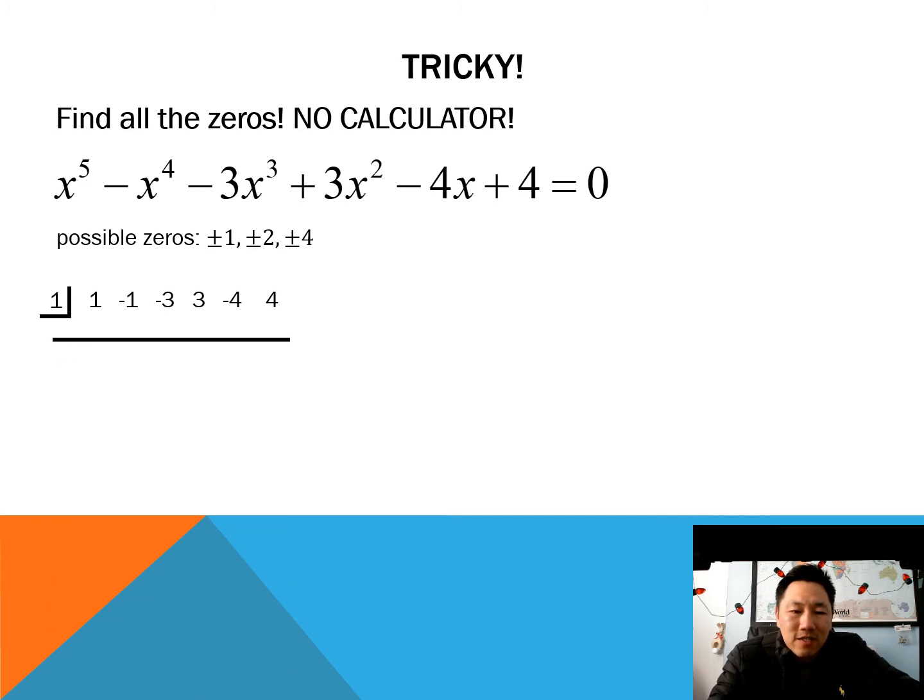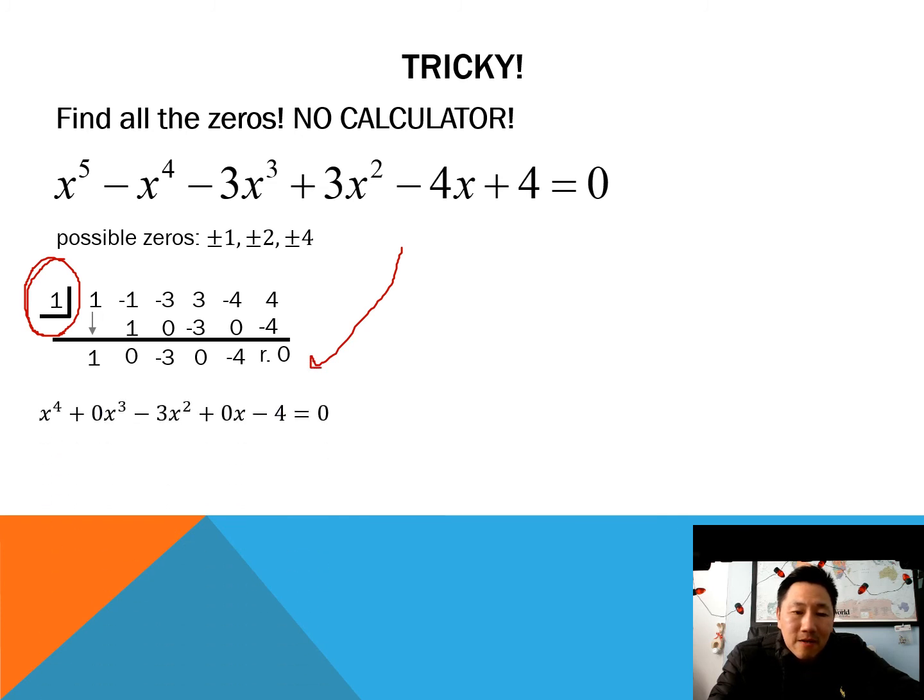There are the coefficients. Bring down the 1. Do a little bit of synthetic division. And we have remainder 0. So we were lucky to know that the first answer is 1. All right, from there, we're going to write a polynomial. Remember, it's the polynomial that's one less degree than our original problem. And so it's going to be x to the 4th, and then down 1 every time.